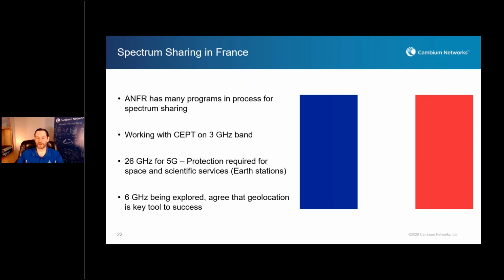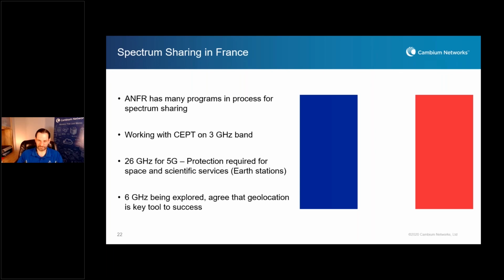Again, 26 gigahertz opportunities there. Got to protect those incumbents that are using it for the space radar and scientific stations. But there's opportunity in many locations for 26, 28 gigahertz, and so that's being explored.